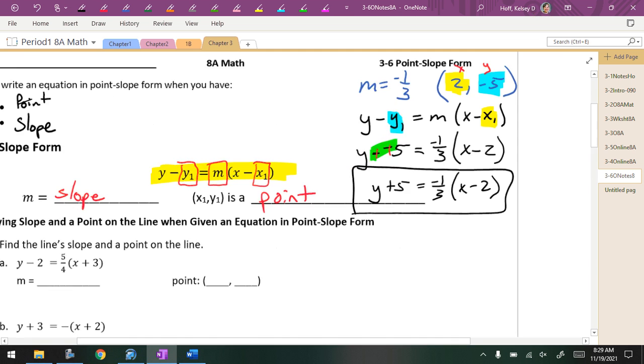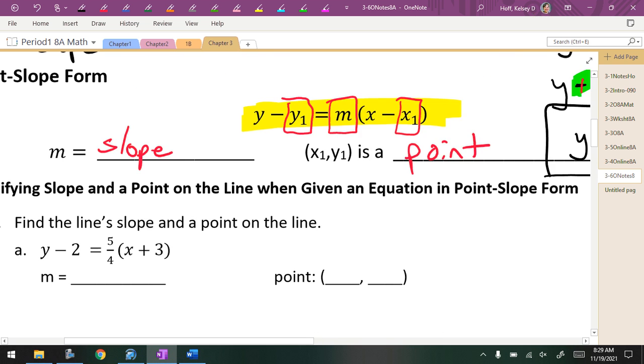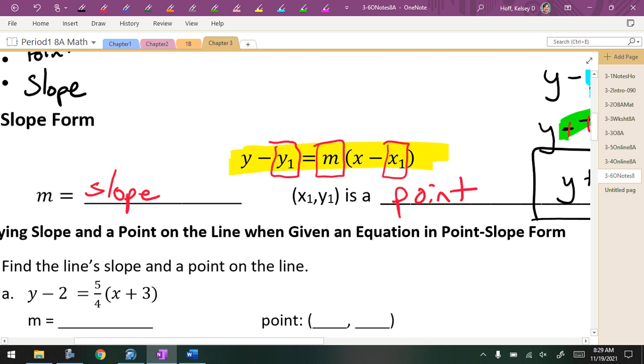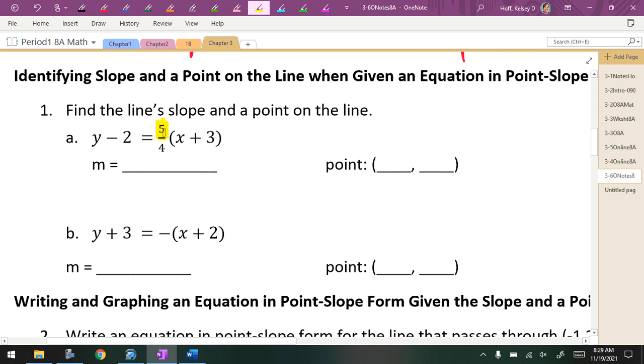So some of your problems today are going to give you the equation, and all they want you to do is pull out the slope and to pull out the point. The slope is so easy. y minus 2 equals 5/4 times (x plus 3). What's your slope? Stop and look. Look at your equation. m is your slope. Courtney, what's your slope? Bingo. Your number in front of the parenthesis is going to be your slope. 5/4.